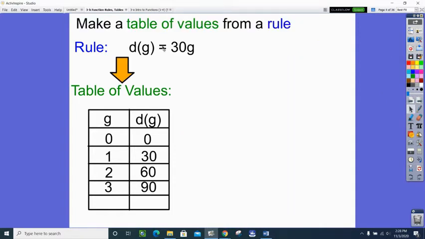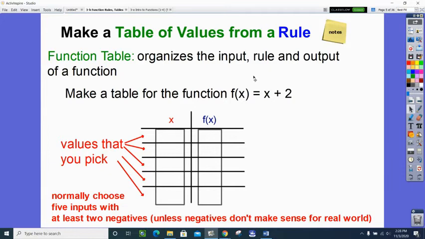We're going to say, what do we do? How do we go from a rule to a table? So let's start with a function table that organizes the input, the rule, and the output of a function. So the function that I'm going to make a table for is this one right here, f of x equals x plus 2. So what I'm going to do is I need to pick some input values, some values for the independent variable. This is what I get to choose.